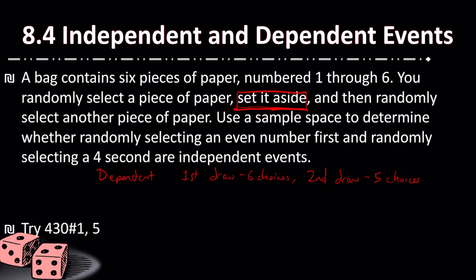Why don't you pause this and try numbers 1 and 5 on page 430. Number 1 is independent, and number 5 you should have gotten dependent.